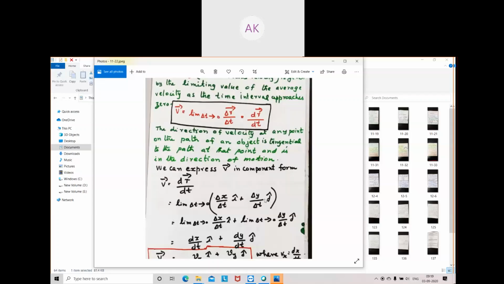Delta x by delta t into i cap plus delta y by delta t into j cap, split into two terms. Then you give this limit to both the terms. Limit delta t tends to 0, delta x by delta t into i cap plus, this limit you give to the other term also, limit delta t tends to 0, delta y by delta t.